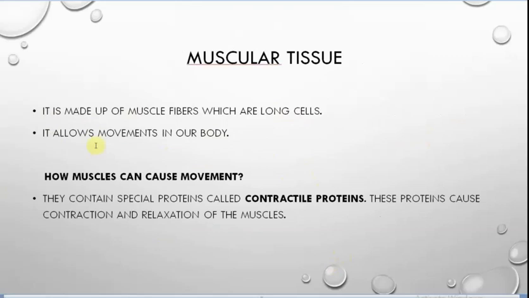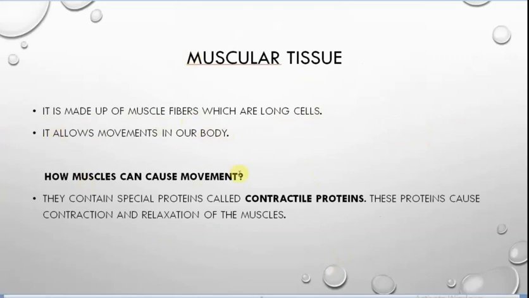Then after the connective tissue, we are going to discuss the muscular tissue. What is the muscular tissue made up of? The muscular tissue is made up of muscle fibers, which are long cells. It allows movement in our body. Because of the presence of this muscular tissue only, we can undergo movement.